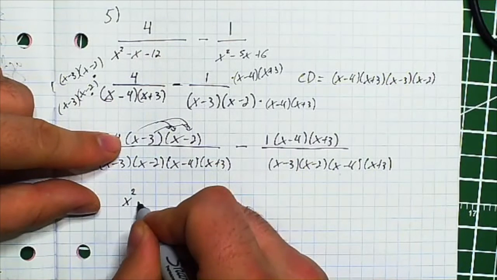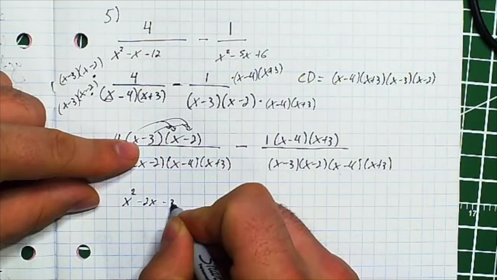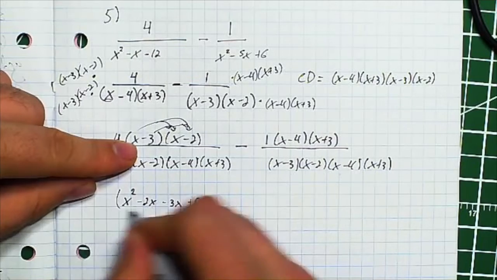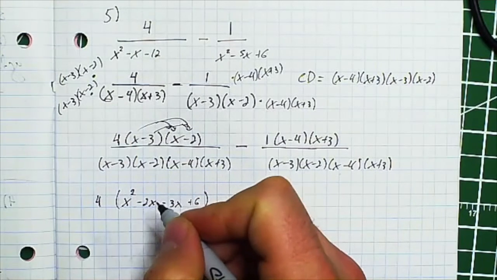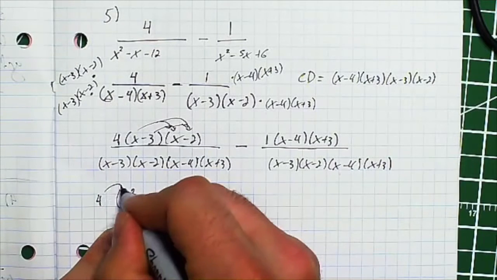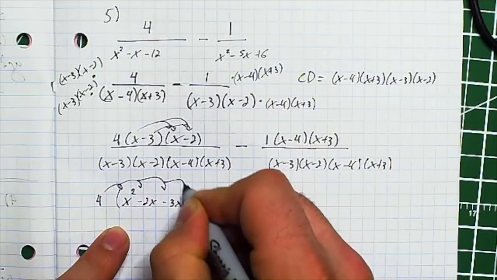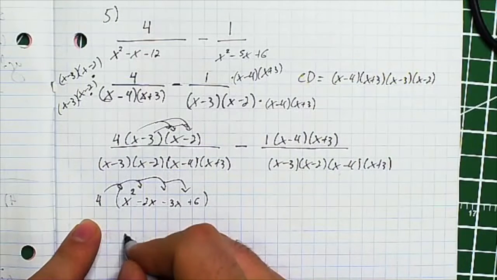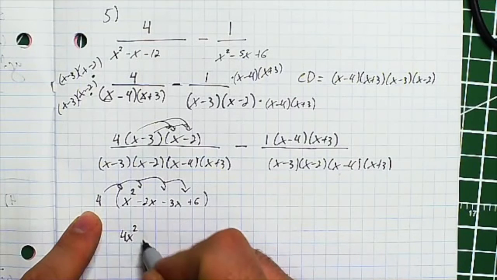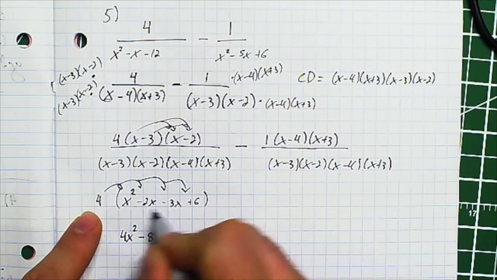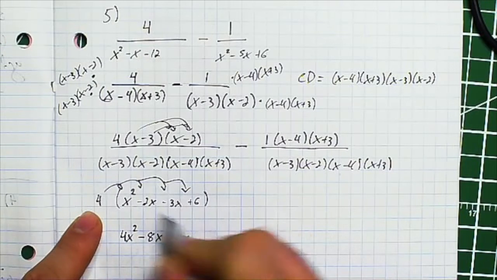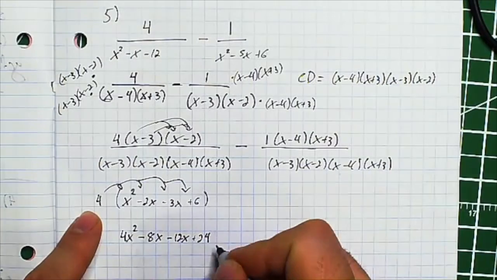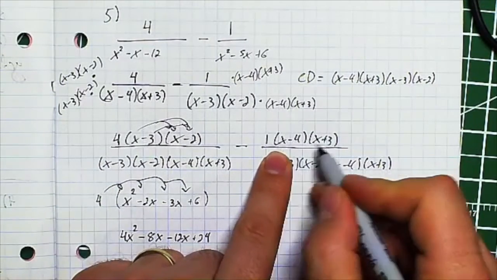So x times x turns into x squared. X times negative 2 is negative 2x. Negative 3 times x is negative 3x. And negative 3 times negative 2 turns into positive 6. Now there's a 4 in front of all that. So what you're then going to do is also distribute that 4 into every single term. I'm not writing the denominator yet just because it'll take up more time. So 4 times x squared is 4x squared. 4 times negative 2x is negative 8x. 4 times negative 3x is negative 12x. And 4 times 6 should be positive 24.